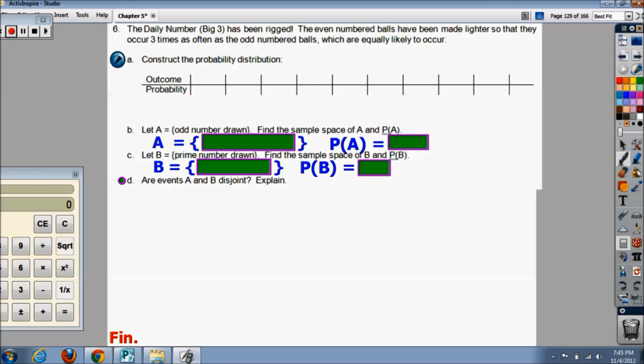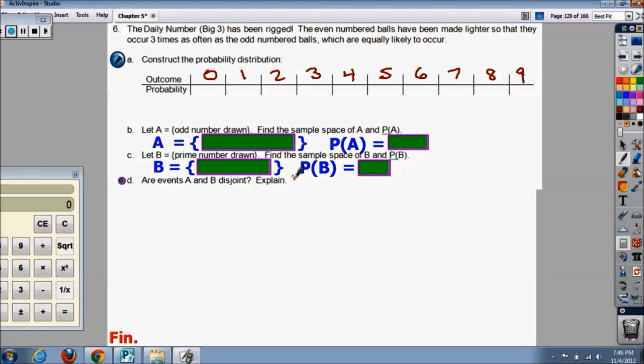The daily number here, they just use the numbers 0 through 9. So we're going to have 0, 1, 2, 3, 4, 5, 6, 7, 8, 9. There's our sample space. Now the probability. If things were truly equal, well, then every number would have a probability of 10% of occurring. But they're saying the even-numbered balls aren't going to be the same as the odd-numbered balls. So how are we going to figure out what that probability is?